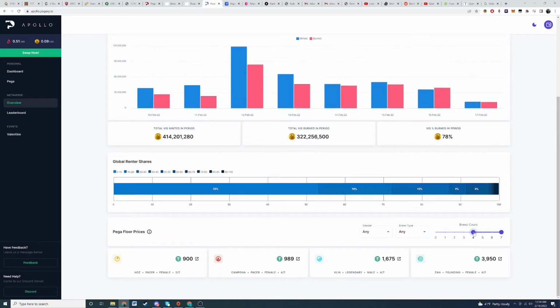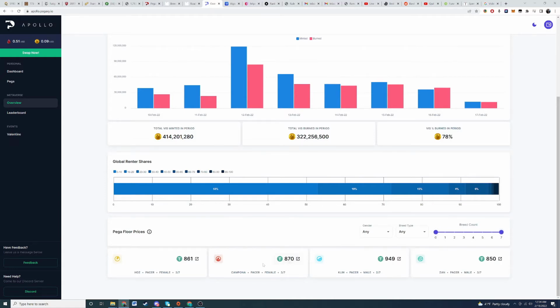I suppose we can go 4 to 7. So yeah, there are a couple 4 and 5 breeds here. Are there any 6s and 7s? Yeah, a couple 6 and 7s. So this fella paid that 42,000 VIS to get that horse up to 7. So wow. Not a single Zan has been bred that far. So yeah, you can do some interesting investigations by changing your filters and looking around.